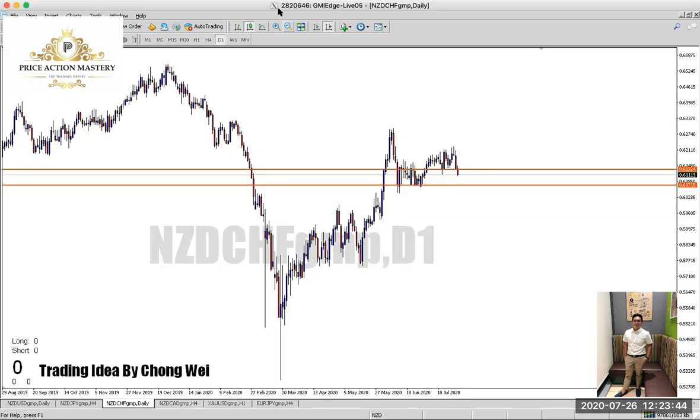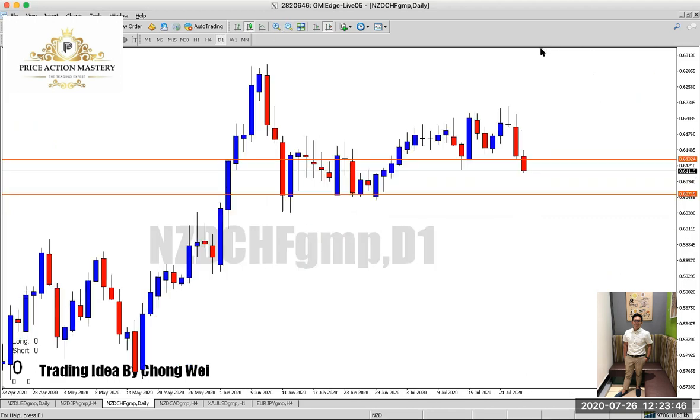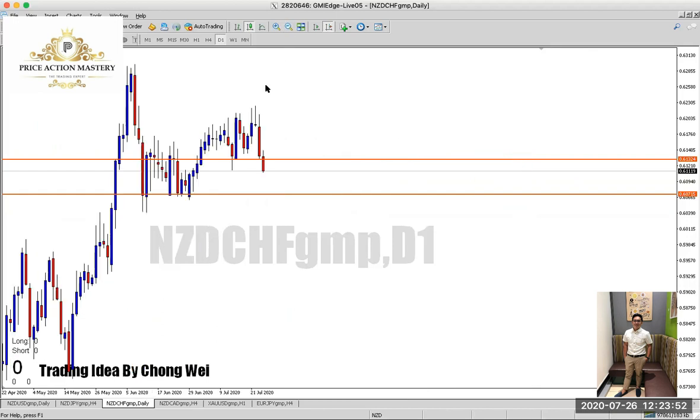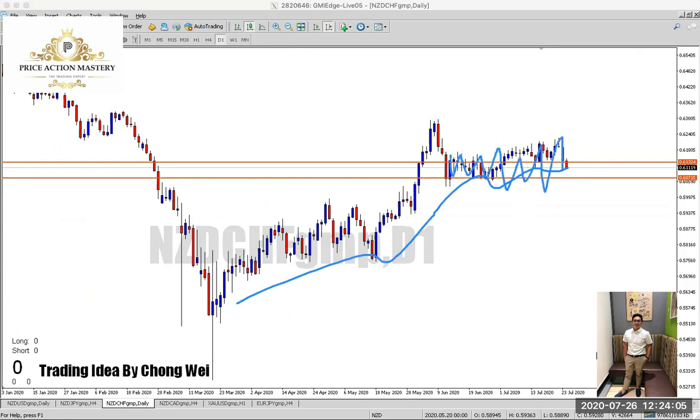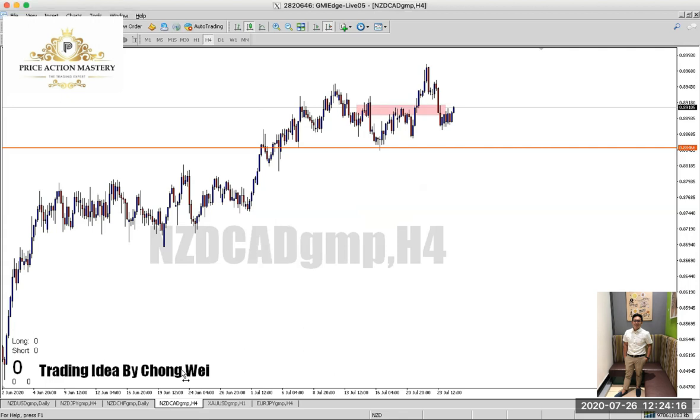And the next will be New Zealand Swiss franc. This pair is quite funny, because overall you can see it's an uptrend, but the market is just ranging over here. What we need to understand is the market is still in an uptrend, so buy is better than sell. We need to observe if there is any market reversal pattern or setup, then we can consider the other side.